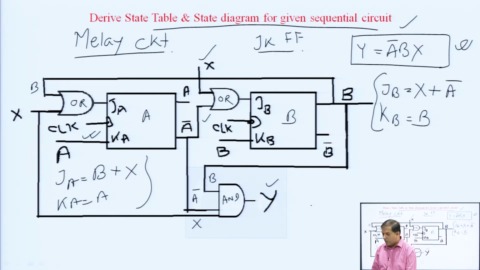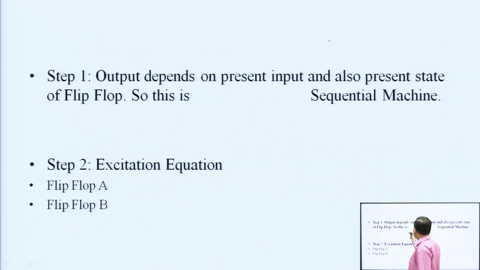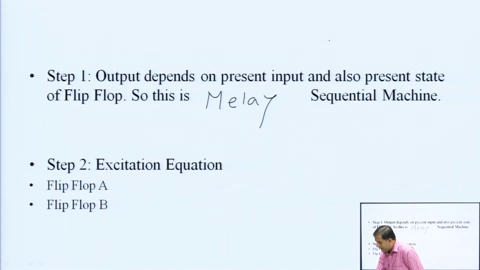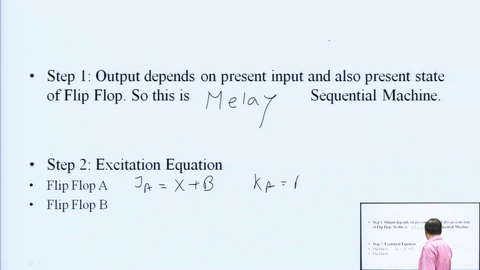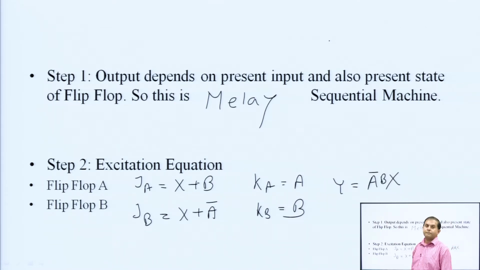Now, our work is to write the excitation equations. The output depends on the present input, so this is Mealy, already discussed in the previous slide. It is a Mealy circuit and here we have the excitation equations. For flip flop A, J A is equal to X plus B and K A is equal to A, and J B is equal to X plus A bar and K B is equal to B. This is already written here, I am just rewriting it in the next slide. And what is the value of Y? Y is nothing but A bar B X. Done. The excitation equations are completed from the circuit itself.